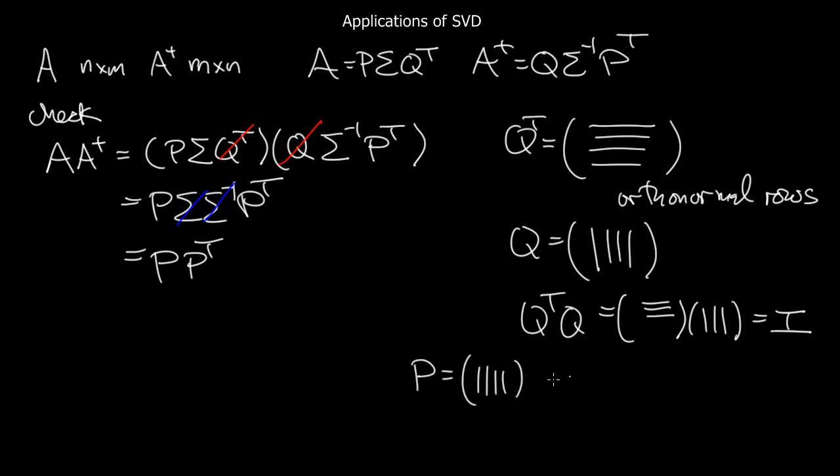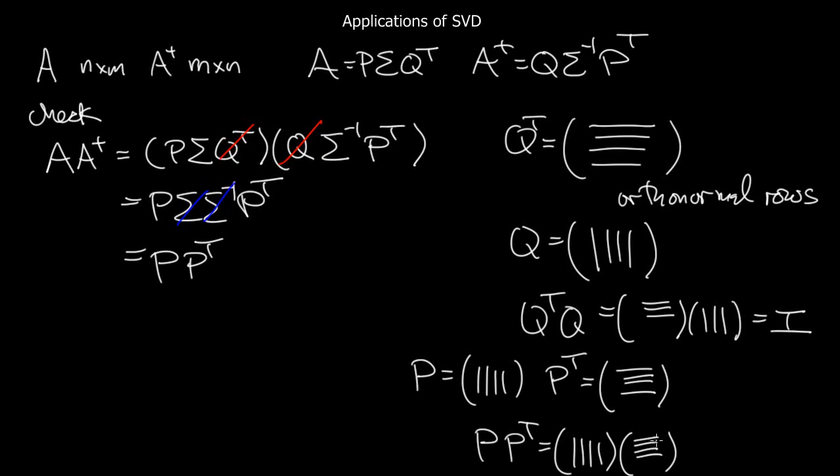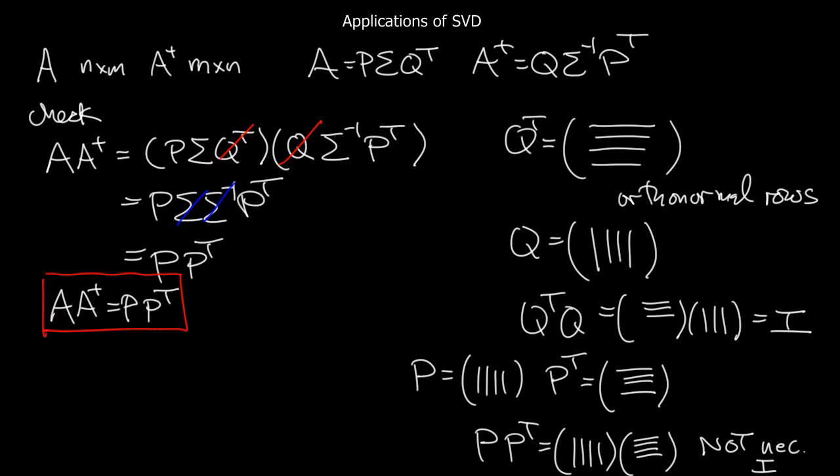And let's do the same thing with P. P has orthonormal columns. P transpose has orthonormal rows. So when you multiply P times P transpose, it doesn't quite work. You're not multiplying the rows and the columns in the right order. So it's not necessarily the case that P P transpose is the identity. But that's not bad. A lot of stuff canceled. To summarize what I just said, the formula is that A A plus is equal to P P transpose, and this is an m by m matrix. And A plus A, when you do things in the other order, is similarly Q Q transpose, which is an n by n matrix.